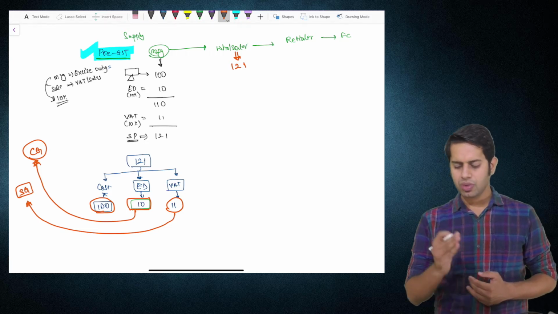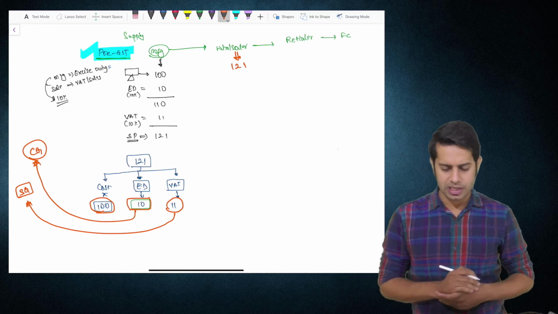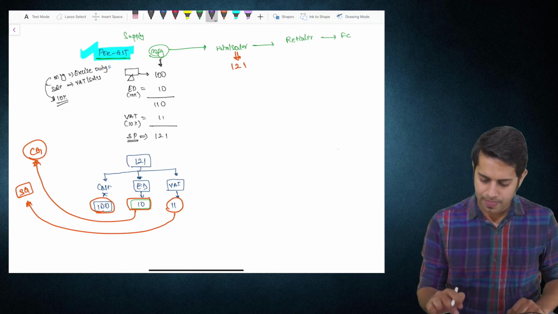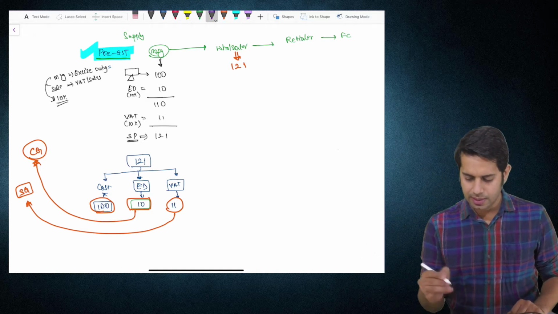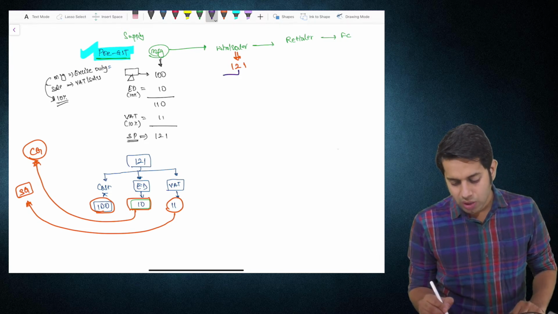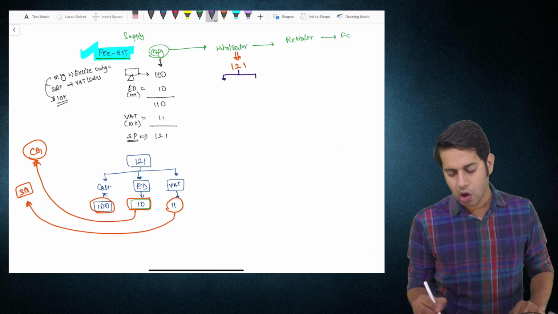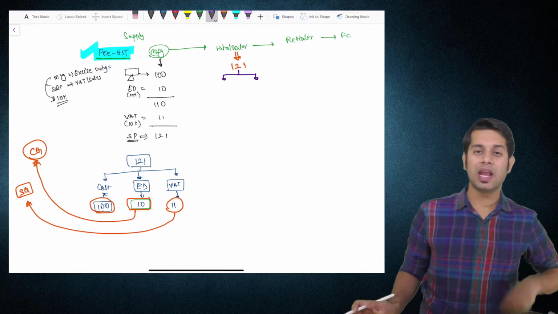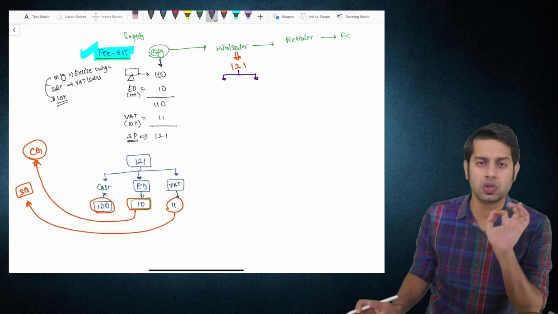Now, the products are sold to the wholesaler. The wholesaler has paid 121 rupees, out of which, because he is not manufacturing anything, he cannot take the benefit of the excise duty paid by him.